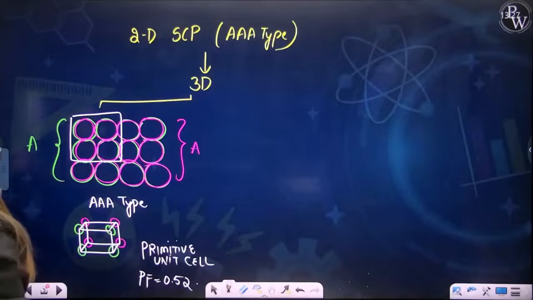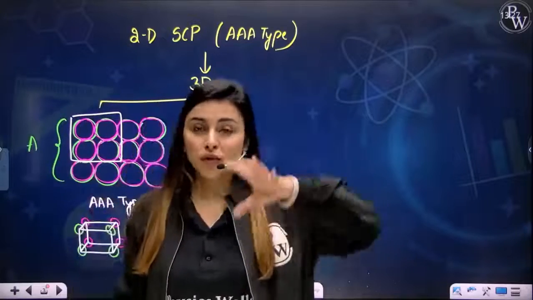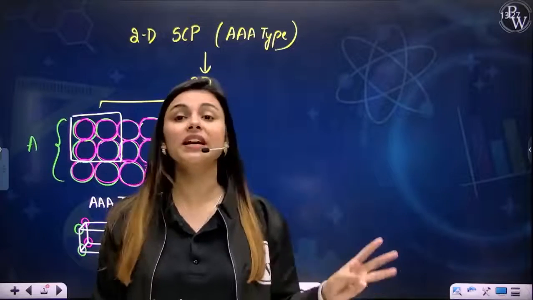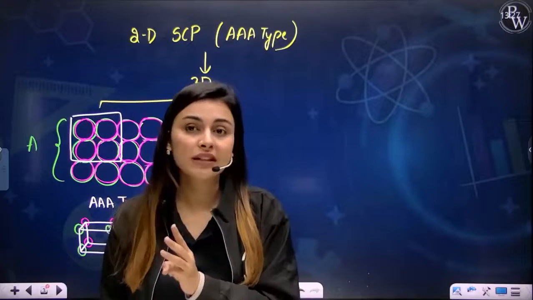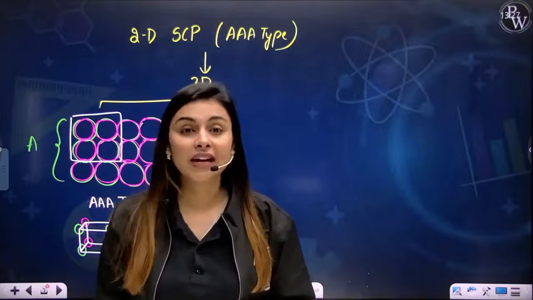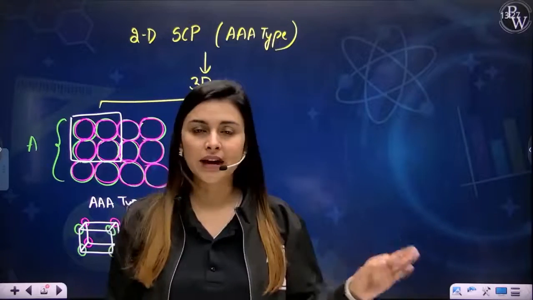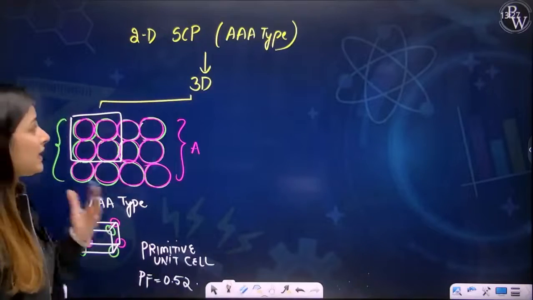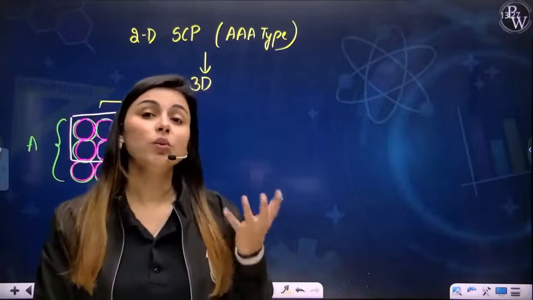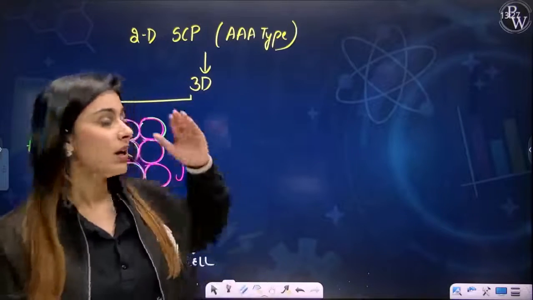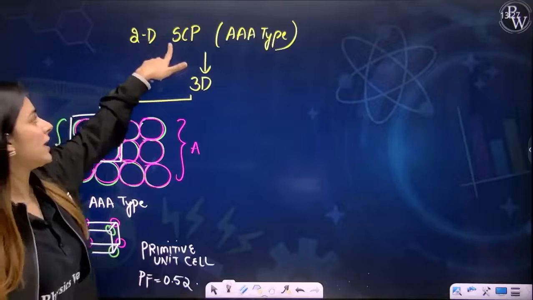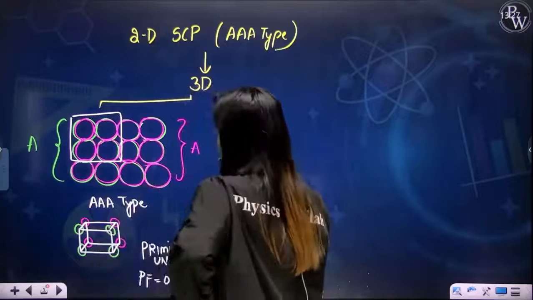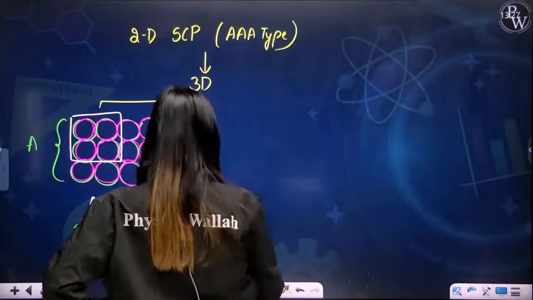Now, my dear students, now we understood that when we move from a 2-dimensional square packing to the AA type of layering in the 3-dimension, we get a primitive unit cell, and the packing fraction of that unit cell is 0.52, right? Yes, that we have calculated, so we know that. Perfect, very good. Now, let's try to understand what will happen if we take this 2-dimensional layering, AA type of layering, 3-dimensional in a different way. Okay, now how a different way? Now imagine, my dear students, again the other case.